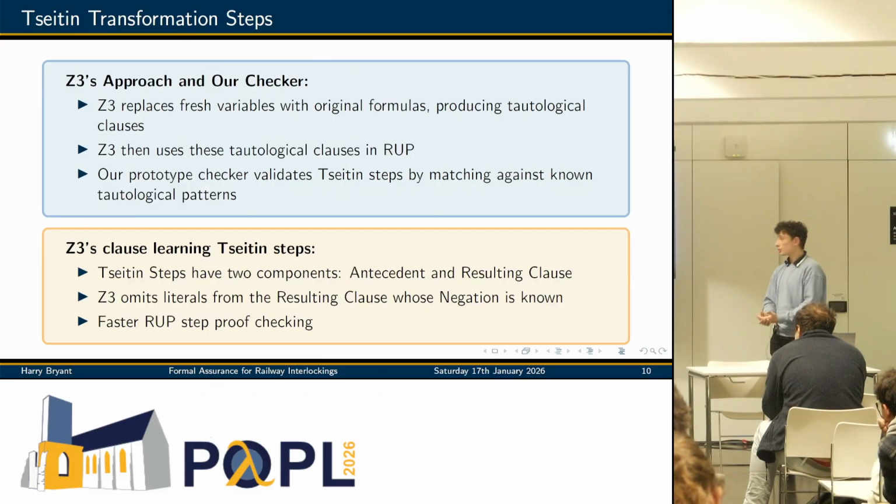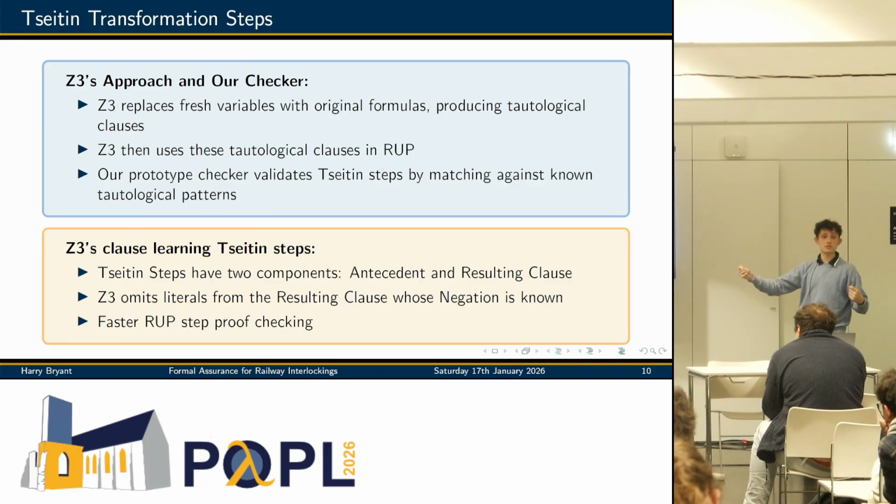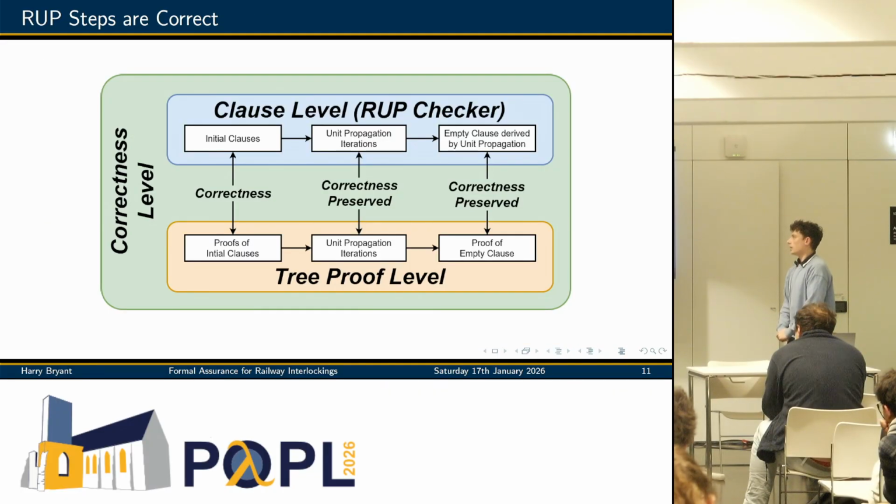It also has some clause learning, where there's 2 components. There's the left-hand side, this antecedent, and the resulting clause on the right-hand side. The right-hand side is the bit that's used by Z3 for further steps, and if it knows something in there is already false, it just cuts it out to save RocqPL some time, but it's still based off the original tautology.